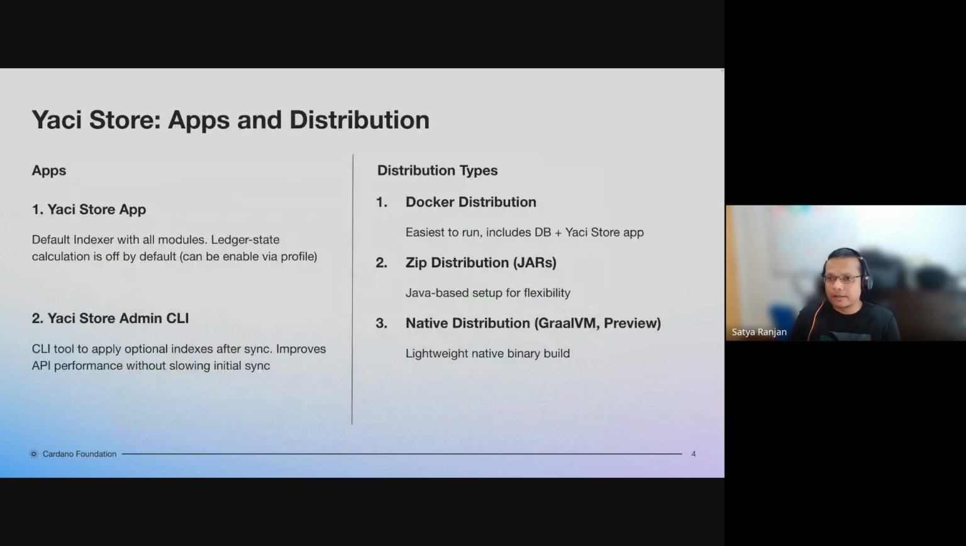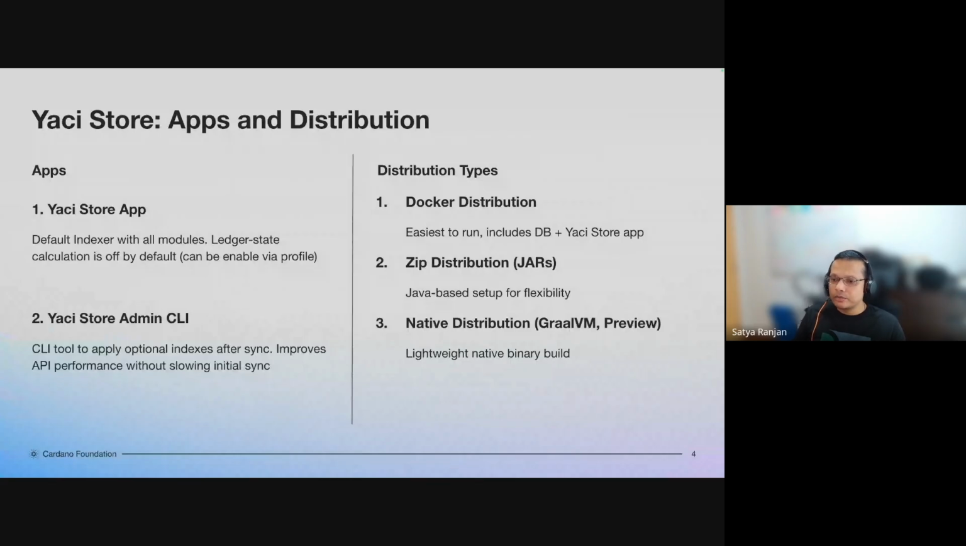Now let's see what out-of-box indexers are available in Yaci Store. In Yaci Store, we had several applications before, but now we are trying to deprecate those, and we want to keep only one application, which is called Yaci Store app, the main app which bundles all the modules. Everything is enabled except ledger state calculation, but it can also be enabled by changing a config in an env file.